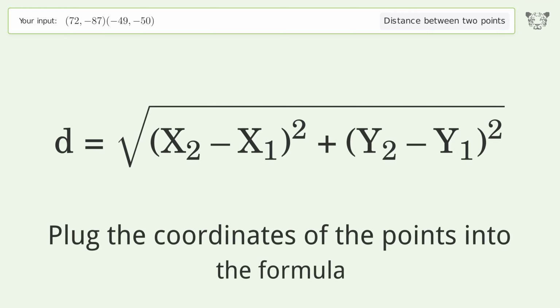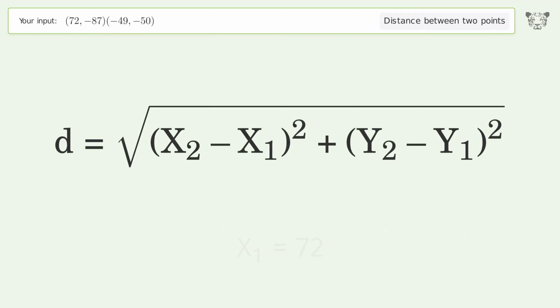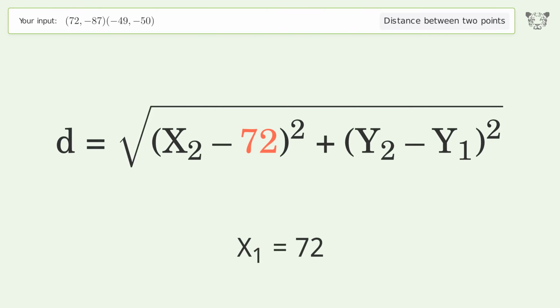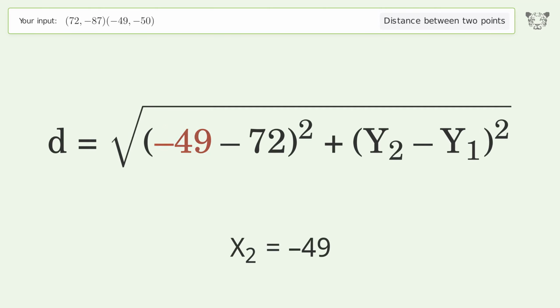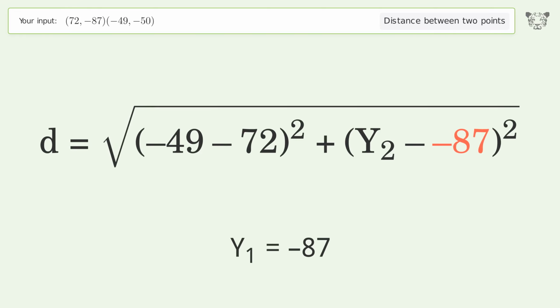Plug the coordinates of the points into the formula. x1 equals 72. x2 equals -49. y1 equals -87. y2 equals -50.